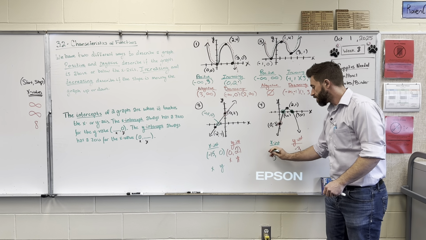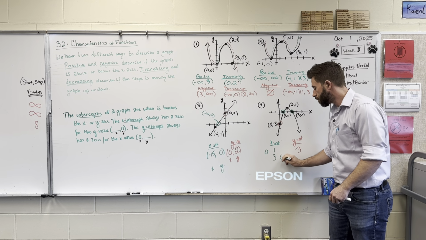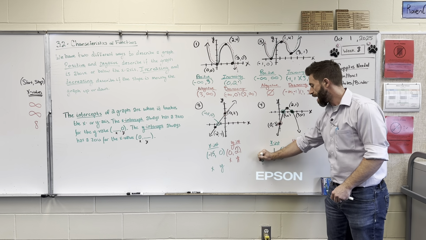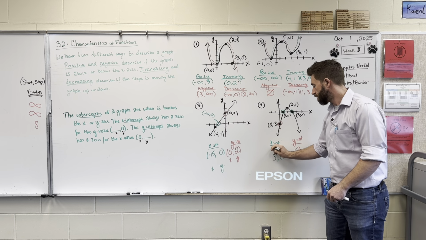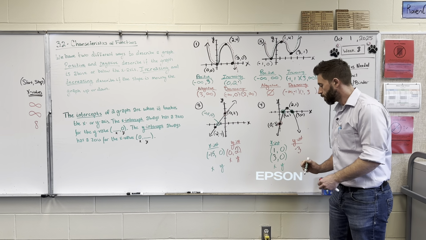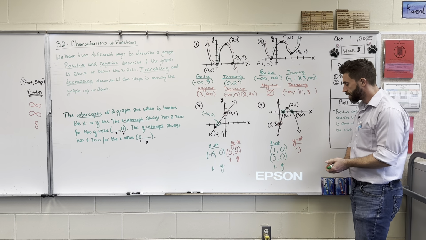So again, if you're not sure, put a 0 before and put a 0 after and see which one makes better sense. In this case, the 0 afters make much better sense because the x always comes first in the coordinate. And then do the same thing for the y-intercept.